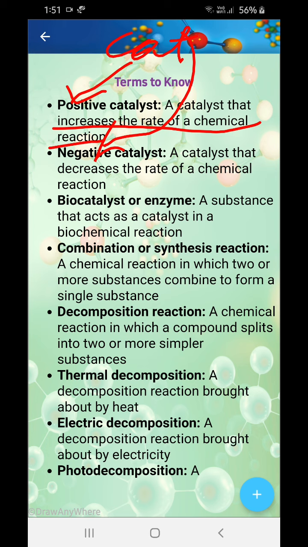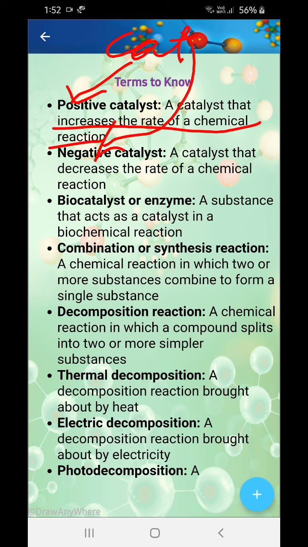Some reactions are so slow that they need positive catalysts to make their rate faster, and some reactions are so fast that we cannot collect the products at all. So they need a negative catalyst to decrease the rate of the chemical reaction. Now what is a biocatalyst or enzyme? The substance that acts as a catalyst in a biochemical reaction. In digestion, all the enzymes work as positive catalysts, because if there were no enzymes, it would have taken months to digest a meal.